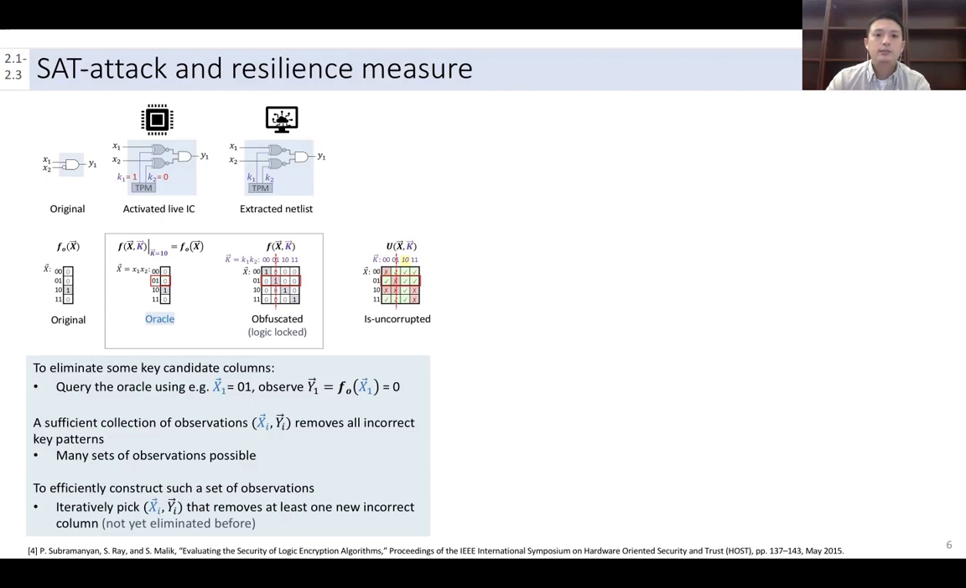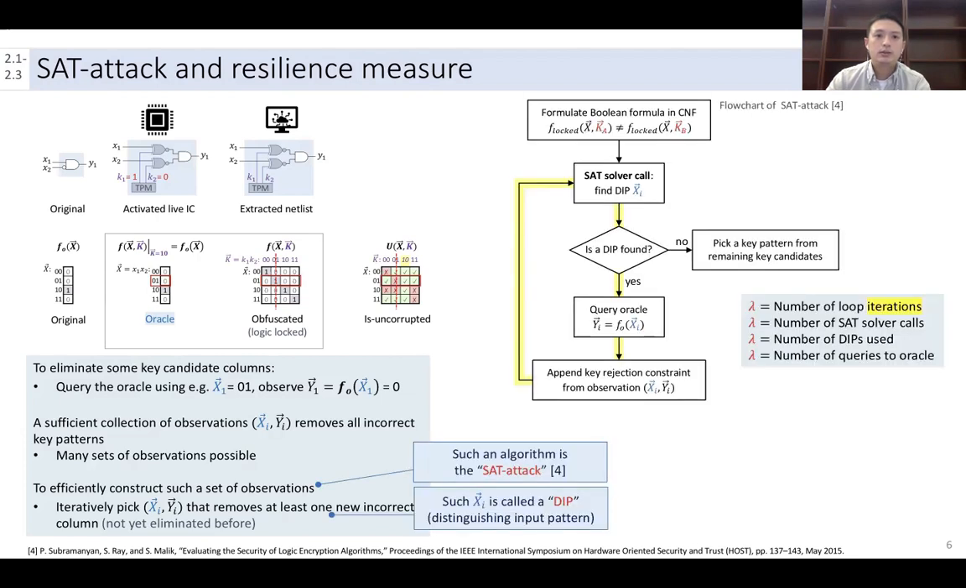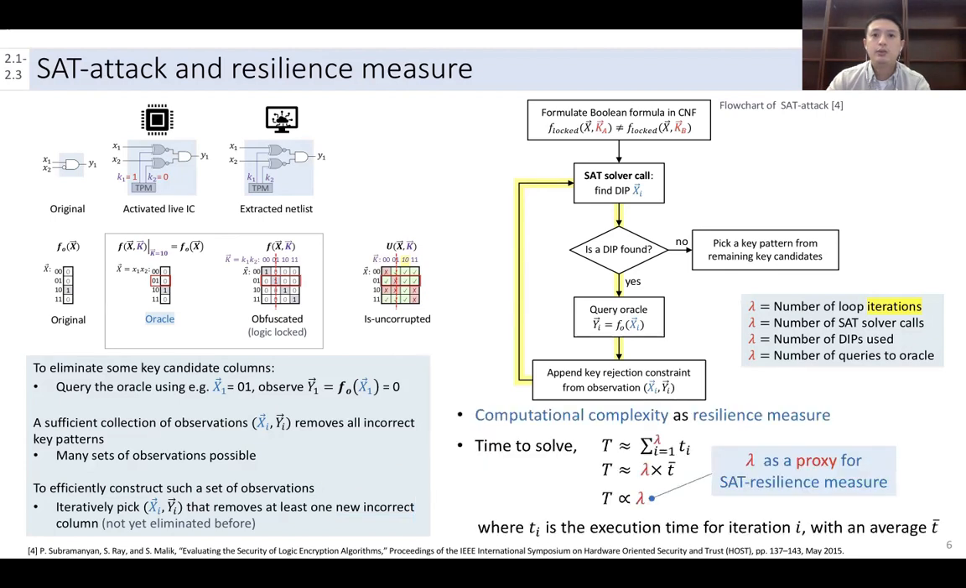The set can be constructed efficiently by iteratively picking new input patterns that will remove at least one new incorrect column. Such an input is called a distinguishing input pattern or DIP, and such an algorithm is called the SAT attack. The flowchart is shown here, though we don't have time to go over it. The key point is that the time to solve can be used as a resilience measure, and the total time is proportional to the number of iterations, lambda, which is the same value as the number of DIPs used.